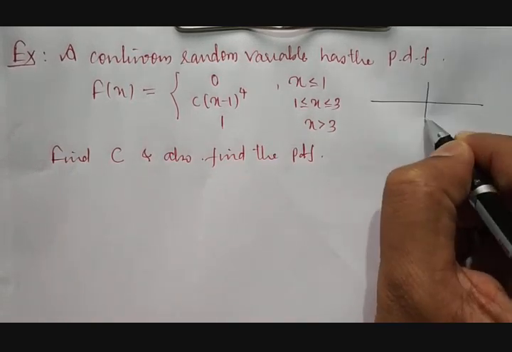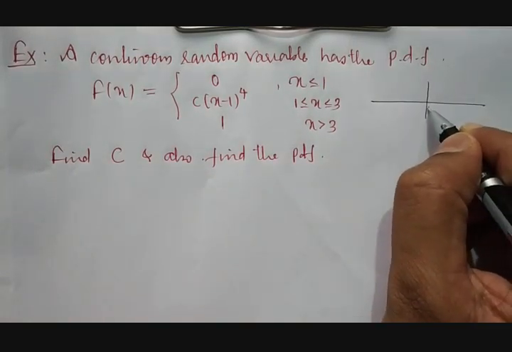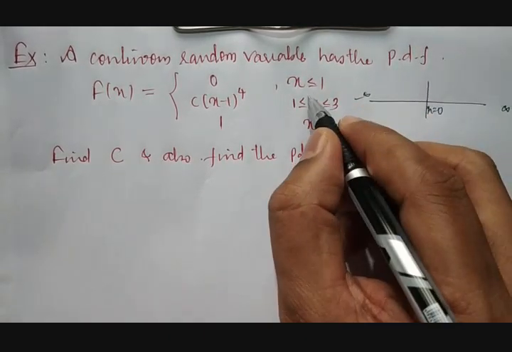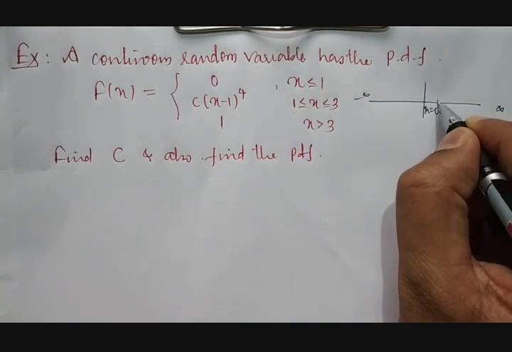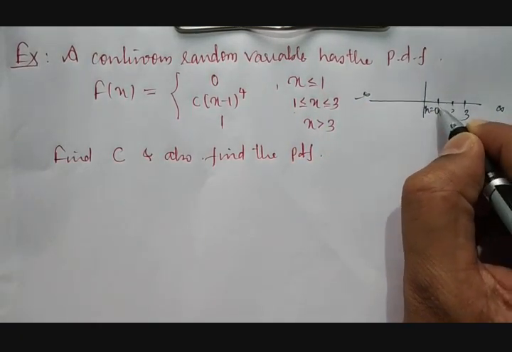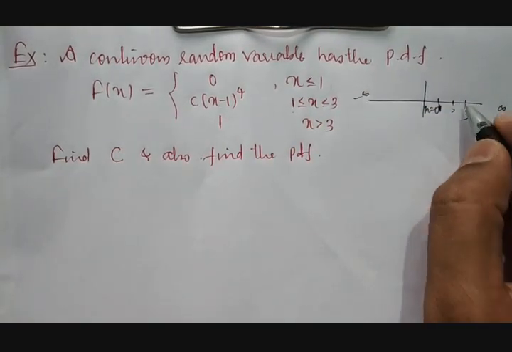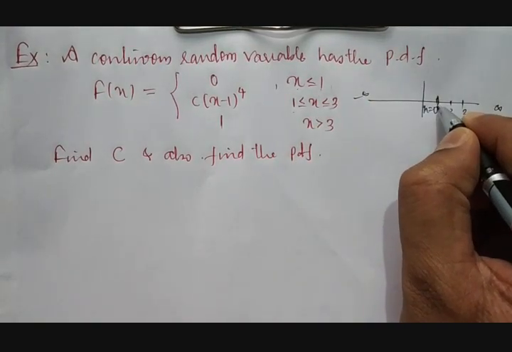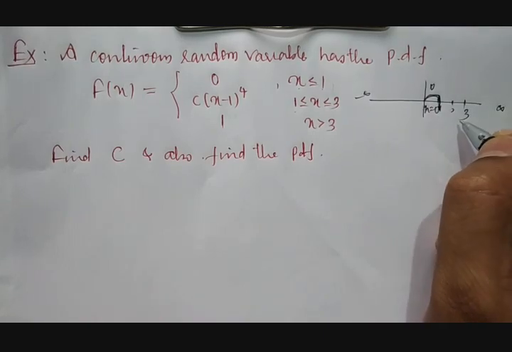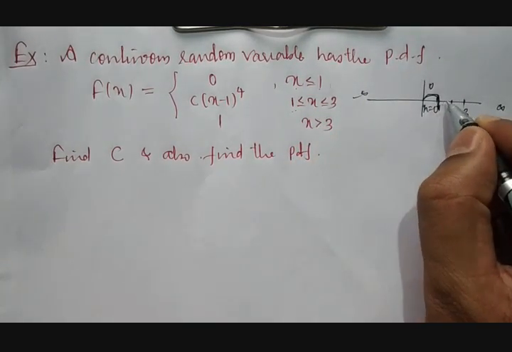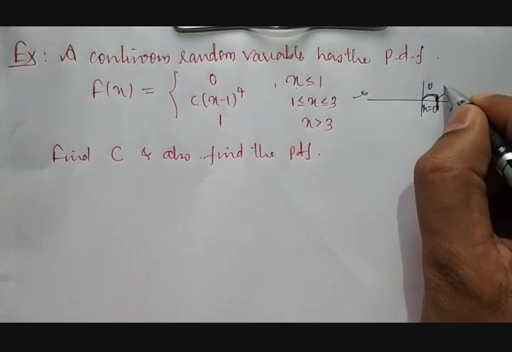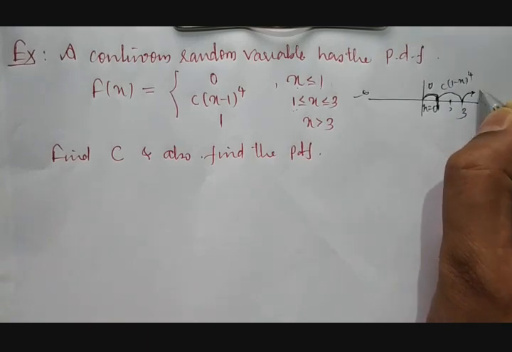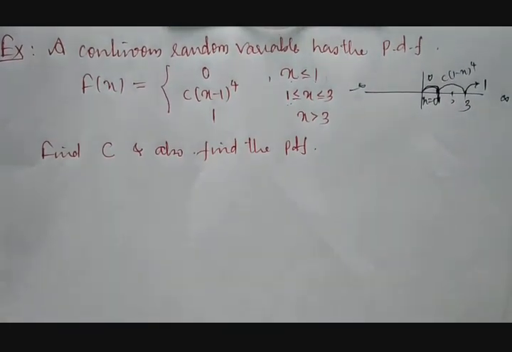Means what? If you take it on a real line x, then x is equal to 0, this side it is infinity, this side it is minus infinity. But the boundary fixed is 1, 2, 3. All positive values if you take. Then, if x is less than or equal to 1, the functional value will be 0. If x is from 1 to 3, the value will be c into (x minus 1) raised to 4. If it is more than 3, then the functional value will be 1.